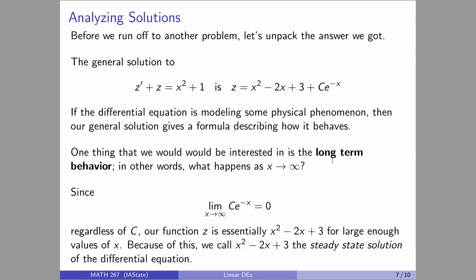Okay, so in this case, what we would say is that x squared minus 2x plus 3 is the steady state solution of the differential equation. Meaning that as time goes on, as you look at the long-term behavior of the function, this is really how it's going to behave. So if this was modeling some physical phenomenon, we would basically say it's essentially this polynomial plus some error term. There's some noise showing up here.